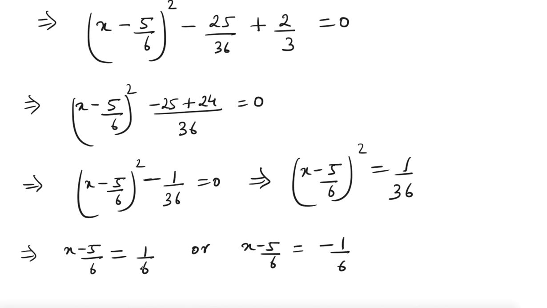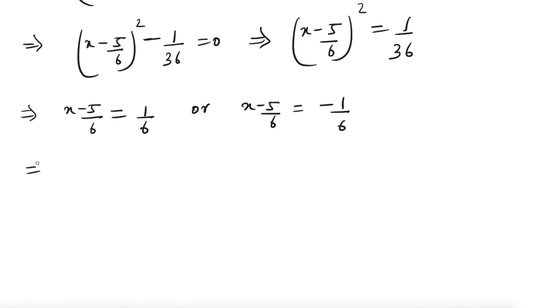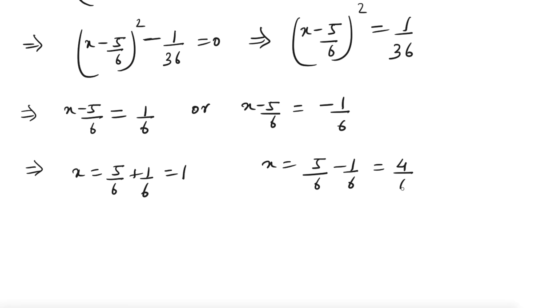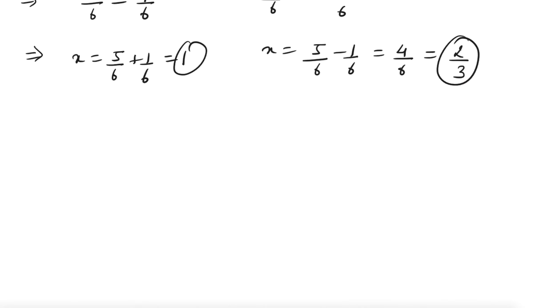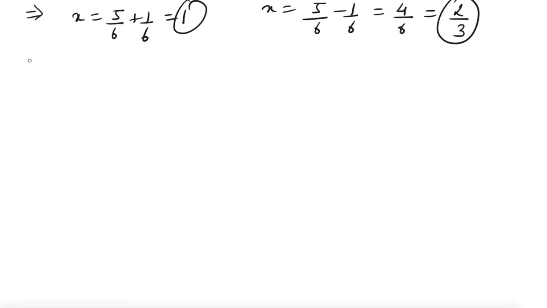Okay, so when I solve the first one, I'll get x equals 5 by 6 plus 1 by 6, which is nothing but equal to 1, and from here x is equal to 5 by 6 minus 1 by 6 is equal to 4 by 6, that is 2 by 3. So the roots are 1 and 2 by 3. I hope the method is getting clear to you. We'll end this concept with one last example. This is a basically different type of example that you can expect questions based on in your exam.